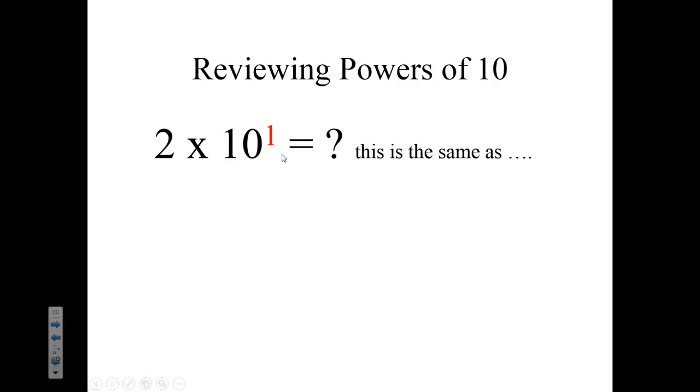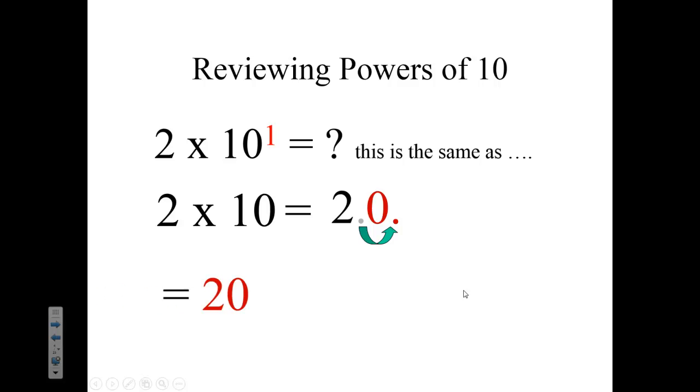And so 2 times 10 to the 1, you know that 10 to the 1 is the same as 10. So 2 times 10 to the 1 would be 20. So starting out really simple, how are we going to convert 2 times 10 to the 1? Well, you write the number 2, you scoot the decimal 1 to the right, and you add a 0 to fill in the blank, and there you go. 2 times 10 to the 1 is 20.